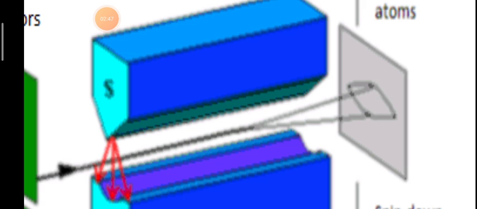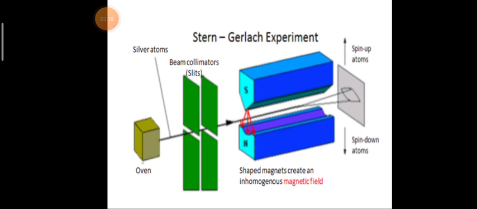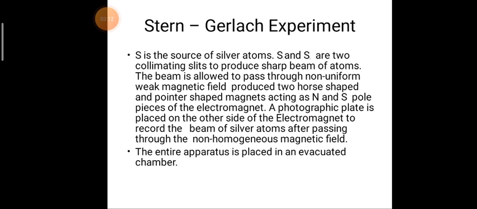A photographic plate is placed after the magnetic dipoles to record the position of silver atoms. So this is the experimental setup of the Stern-Gerlach experiment.